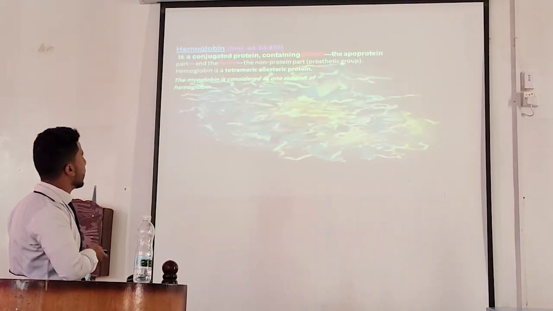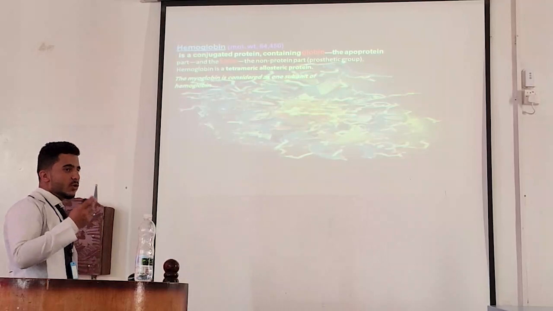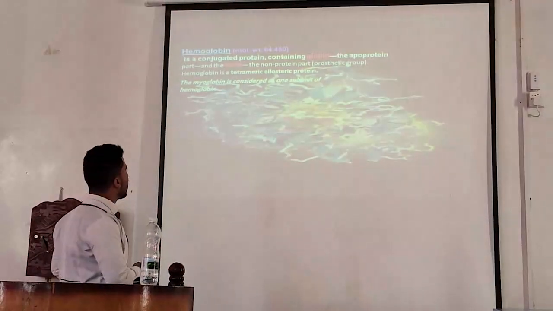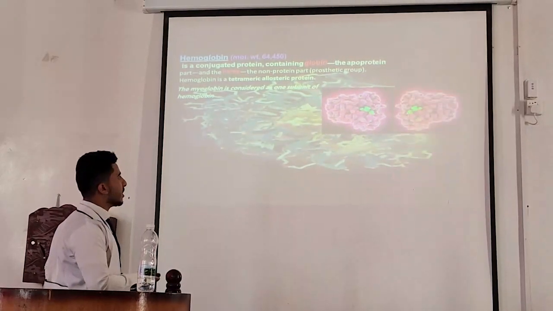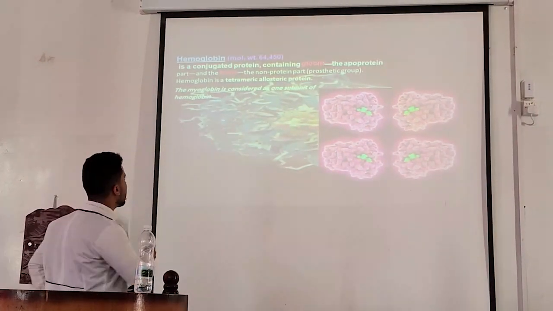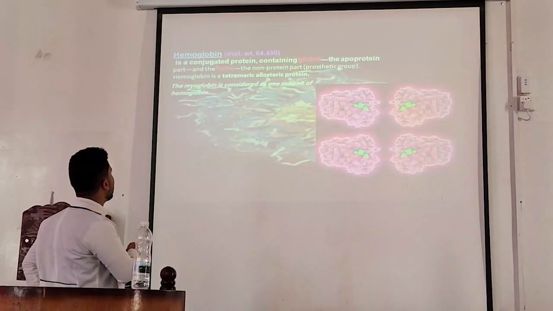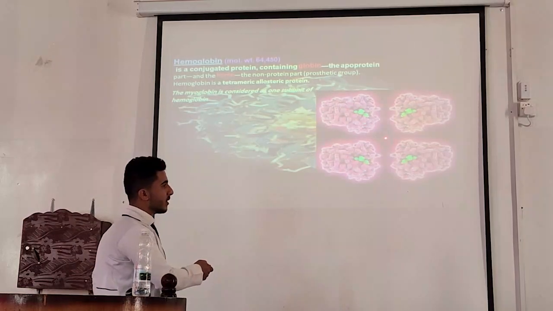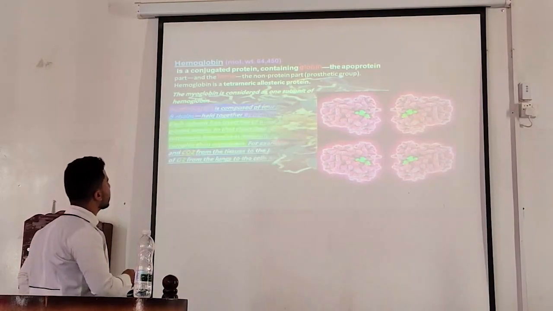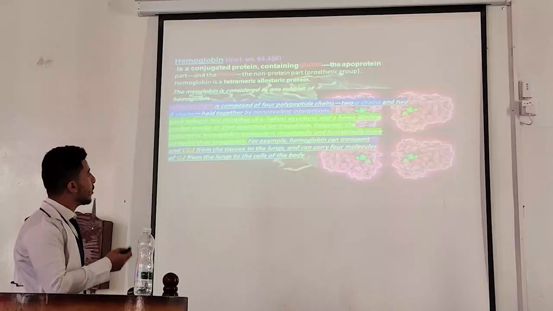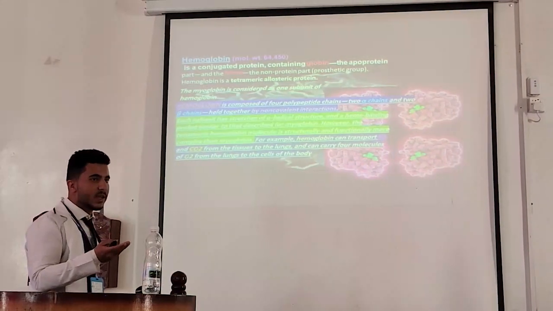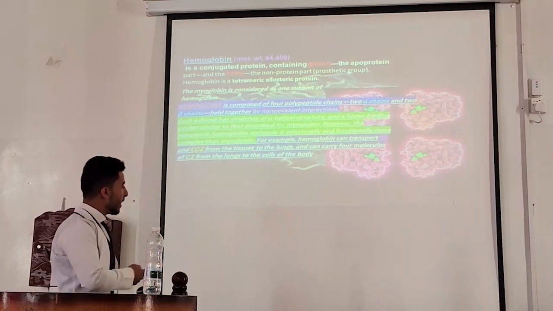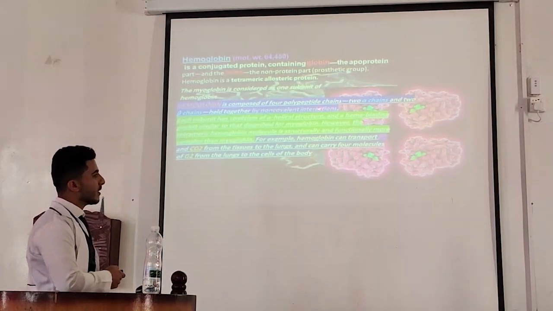Now let's go to the structure. As you know, the hemoglobin is composed of 4 polypeptide chains and 4 hemes. So it is a tetrameric protein, consisting of 4 subunits. As we said before, the myoglobin is considered as 1 subunit of hemoglobin. So hemoglobin is composed of 4 polypeptide chains, 2 alpha chains and 2 beta chains. They are held together by non-covalent interaction.